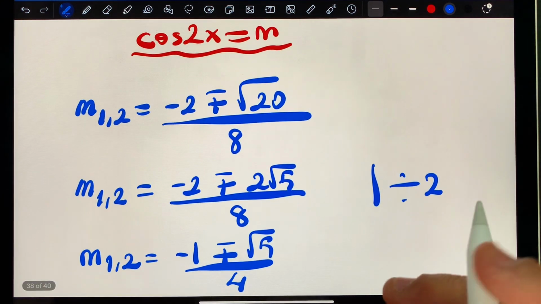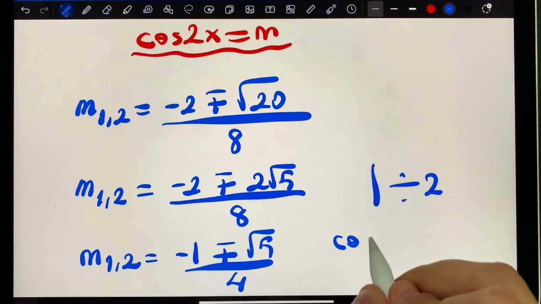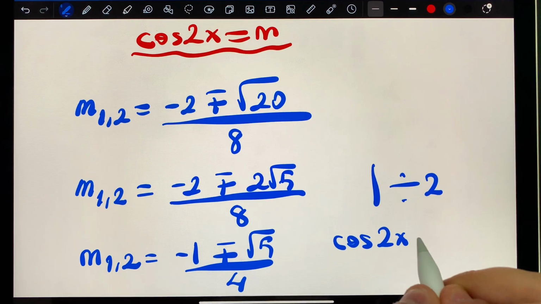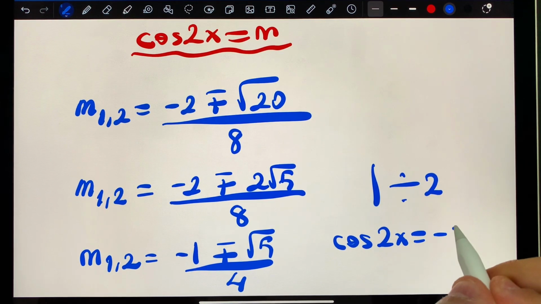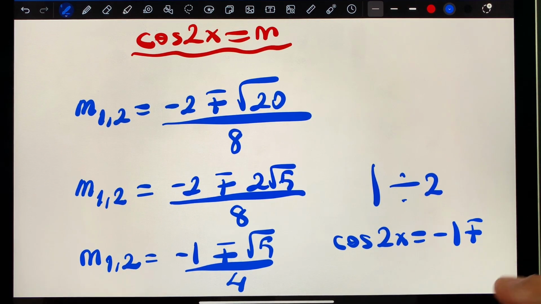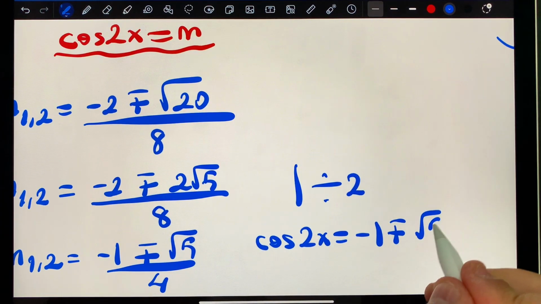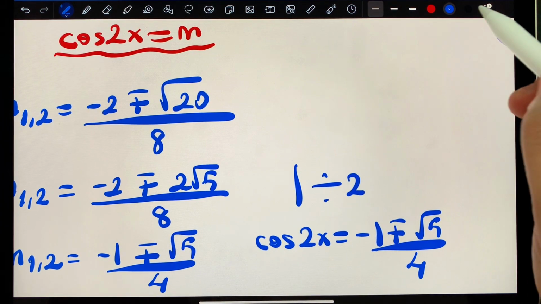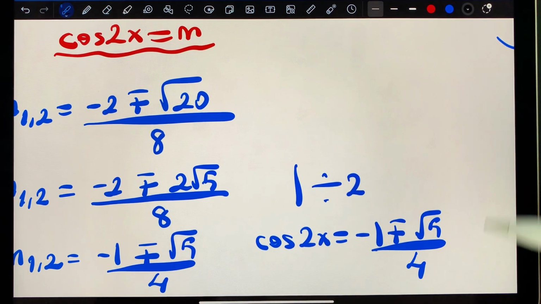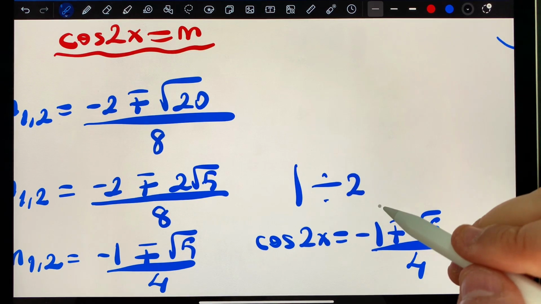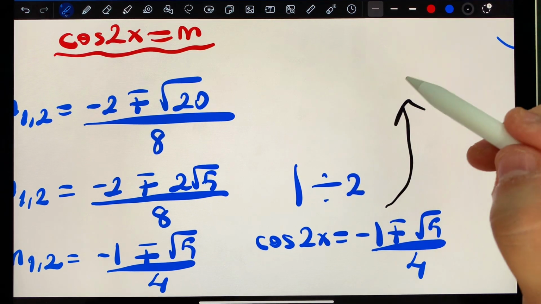What was the thing we called m, friends? Cosine 2x. What will come in this case? Cosine 2x equals minus 1 plus minus root 5 over 4. I don't continue from here. Entering inverse trigonometric functions? Please comment the answer to this.